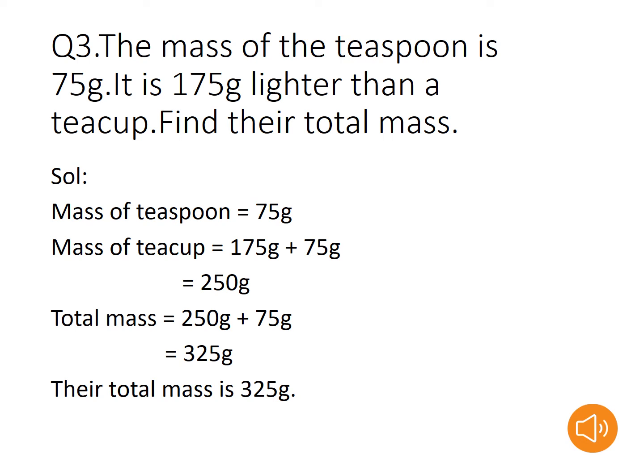In the second part, we have found the mass of the teacup, 250 gram. So total mass is equal to 250 gram plus 75 gram. 75 gram was the mass of the teaspoon. When we add them, our answer will be 325 gram. So the total mass is 325 gram.